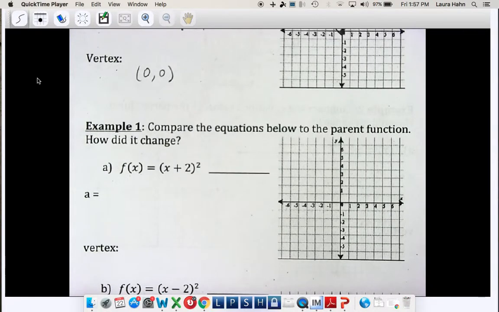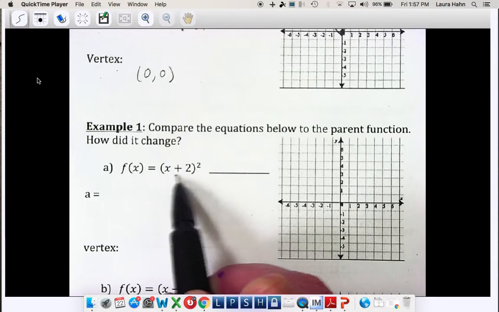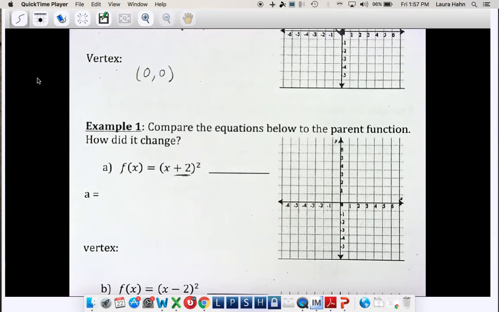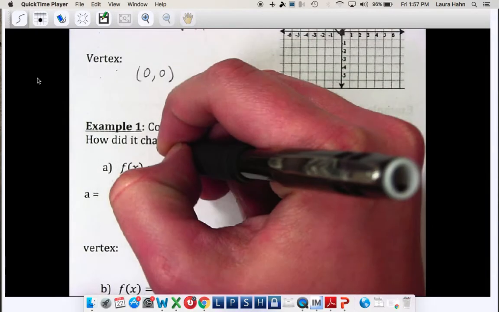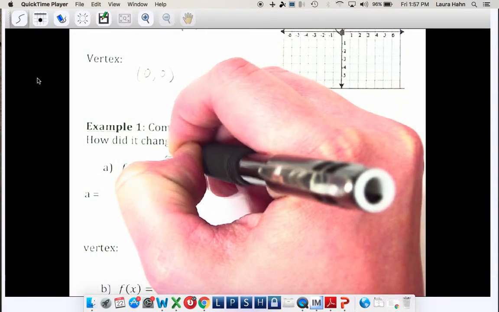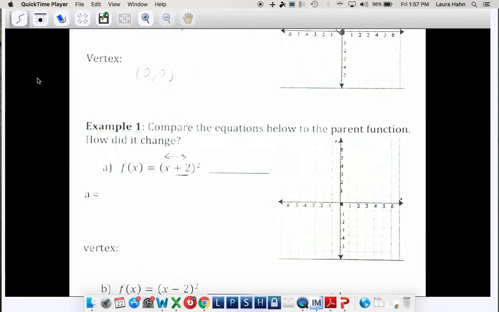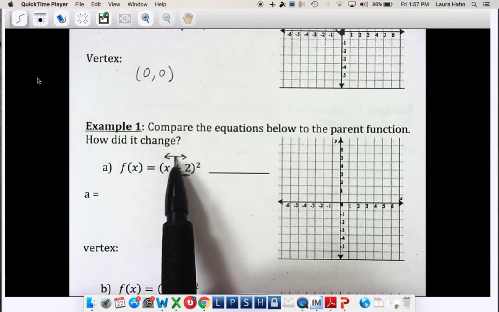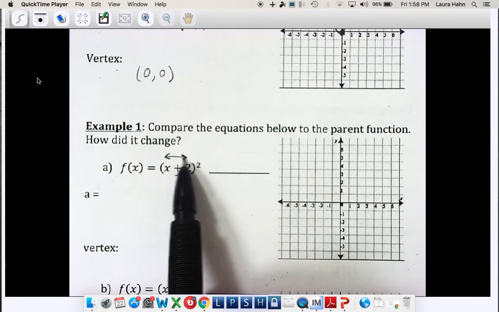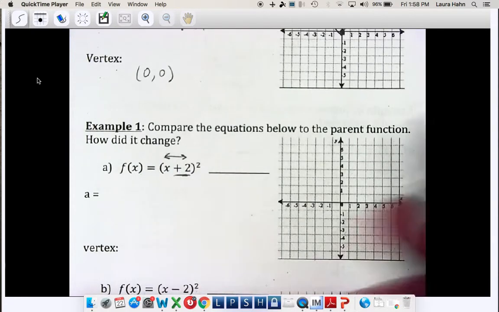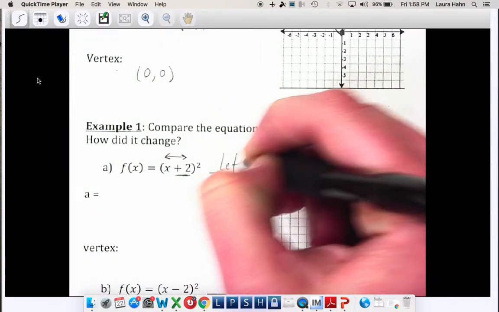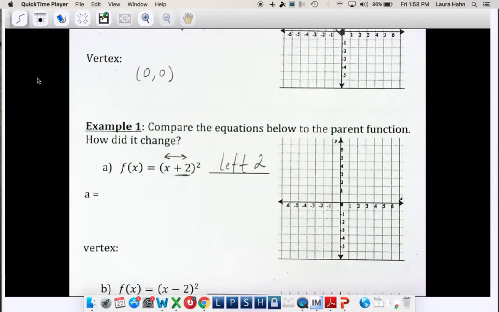Okay, so first let's figure out what's going to happen. Well, the only change from my parent function is that I have a plus 2. I'm adding 2 to my x. Well, remember what I told you about your x's. They're liars, right? So I know x is going to either move it left or right. Well, naturally, I would think plus would mean to the right. That would make sense naturally. But since x's are liars, I know it's going to go backwards. That's to the left. So I know it's being moved left 2.